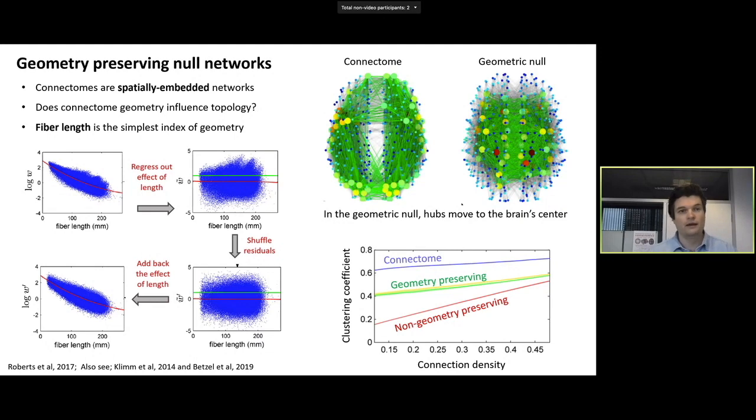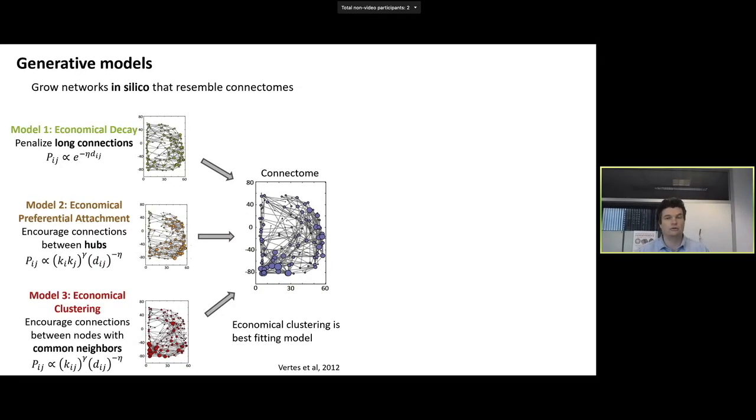clustering coefficient. There is an alternative or a related concept in null models called generative models, and this is an idea where we grow networks in silico according to particular wiring rules. The idea is that we grow the networks and then compare them to the empirical connectomes to see how well they match. So Vértes has considered 3 different models. There's a geometric component to the model, and then there's a topological component. The best fitting model was the one shown on the bottom here, the economical clustering.